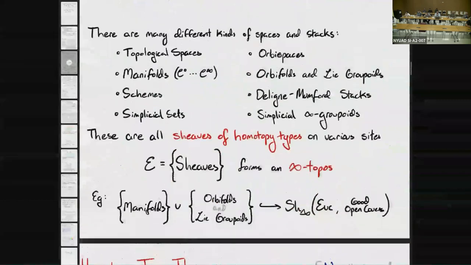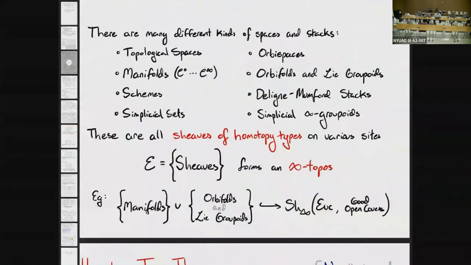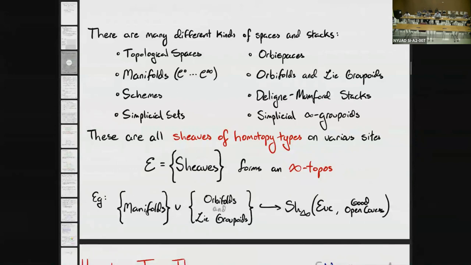So there are lots of different kinds of spaces. These are not the only kinds of space that occur in mathematics. In particular, we have these topological spaces, these things that are more like manifolds. We have manifolds of all these different kinds of smoothness levels. We have schemes or algebraic spaces. As we also saw, we can consider simplicial sets as a kind of combinatorial space.